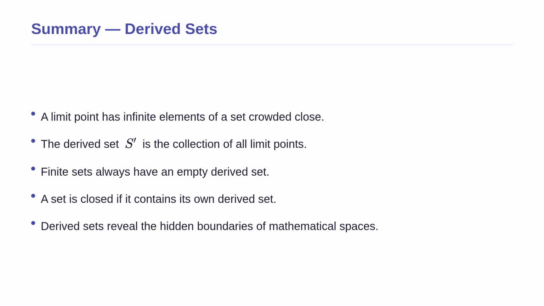Let us summarize the key takeaways from our journey today. First, remember that a limit point is a location where the elements of a set crowd together infinitely closely. Second, the derived set is simply the master collection of all these limit points. We also learned that finite sets lack this infinite crowding, so their derived sets are always empty. Finally, we saw how derived sets naturally define closed sets and reveal the hidden structure and boundaries of mathematical spaces. You have now mastered the foundational concepts of derived sets, unlocking a deeper understanding of real analysis. Excellent work!